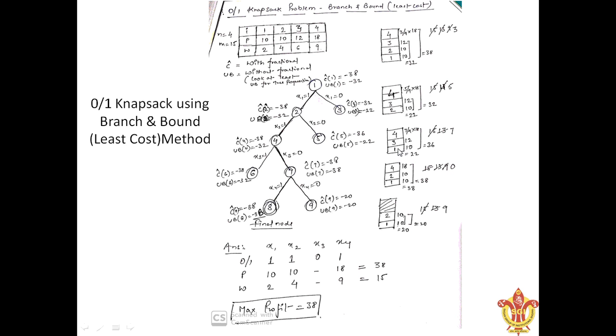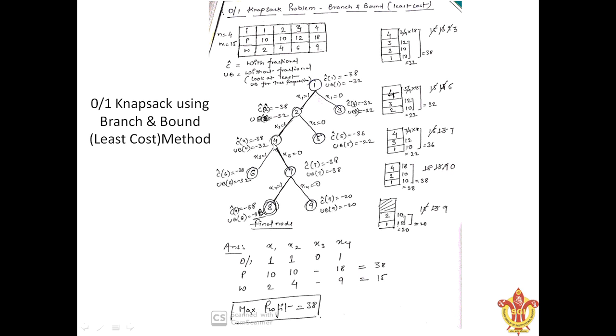The profit corresponding to 1 is 10. The profit corresponding to this 3 is 12. So 10 plus 12 is 22. And now the fraction part: 6 plus 2 is 8. Now how much weight are we left with? That is 7. How are we going to calculate it? This 15 is the maximum weight. 15 minus 2 is 13, minus 6, we have this 7 part of this 9. So 7 by 9 multiplied by 18. This is how we calculate the cost here. So the cost is going to give you minus 36. Now move forward.